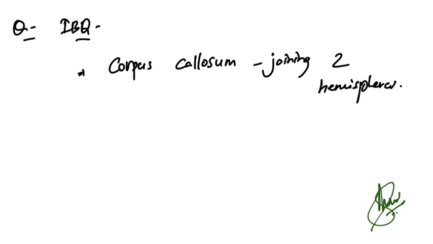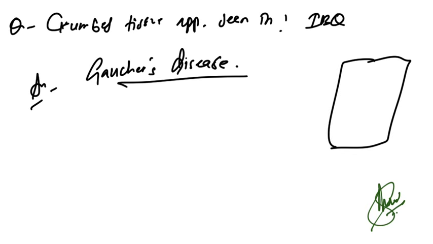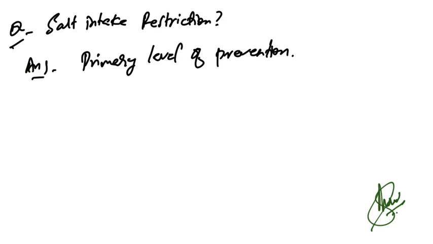Now an image based question for corpus callosum was there, that is the correct answer, which joins two hemispheres. Cross section was there. Now crumpled tissue paper appearance is seen in Gaucher's disease, and one image based question was given with the crumpled tissue appearance slide, so that is the correct answer, Gaucher's disease. Salt intake restriction is which level of prevention? So primary level of prevention is salt intake restriction.